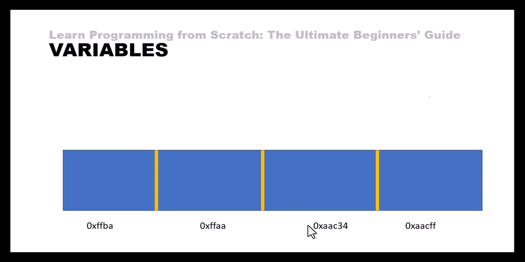So in this video, I'm going to be talking about variables in computer programming. So what is a variable? A variable is just a container that stores data or values. Let me try to explain what that actually means.